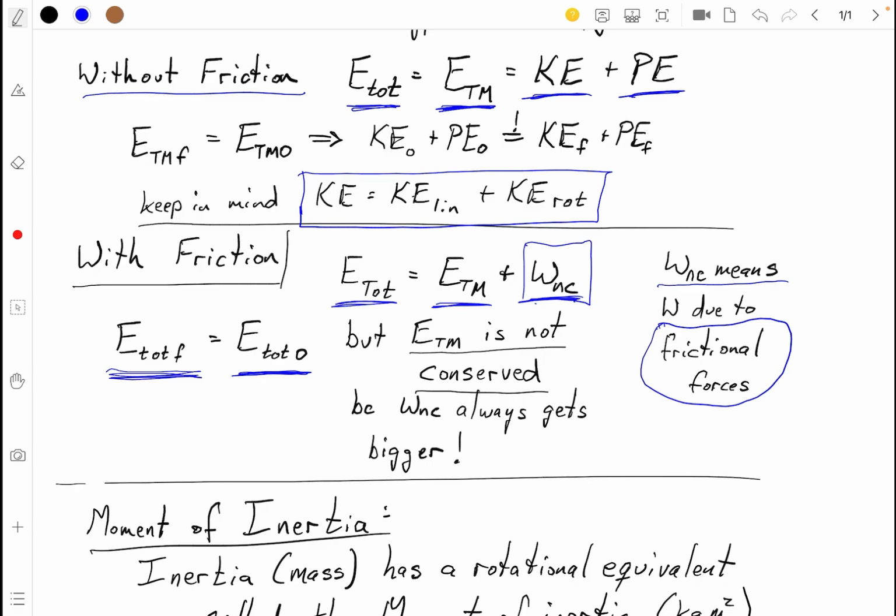Our total mechanical energy is then not conserved, because these are conserved, but this is gradually sucking all the energy out of the system. Our work due to non-conservative forces always gets bigger as time goes on. Always. And that's one of the reasons for the arrow of time.